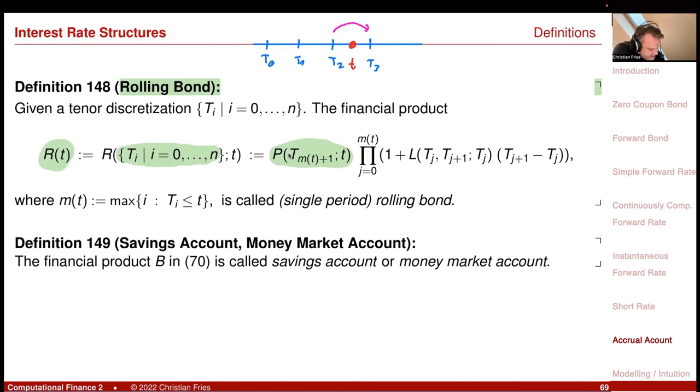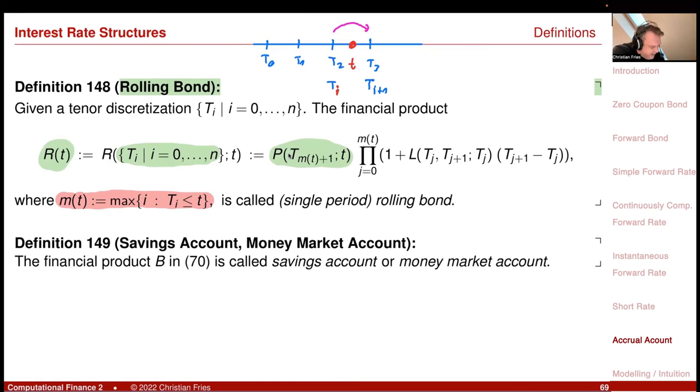Yeah? So if this guy here is my ti plus one and this is my ti, then I just define a function that gives me for every little t the corresponding I. So this here is the I index corresponding to the little t. So this function is here my m. It is the index I, the largest index I, such that ti is smaller or equal little t. So for this t here, it's this I. So then I know that I'm in the period from TI to TI plus one.